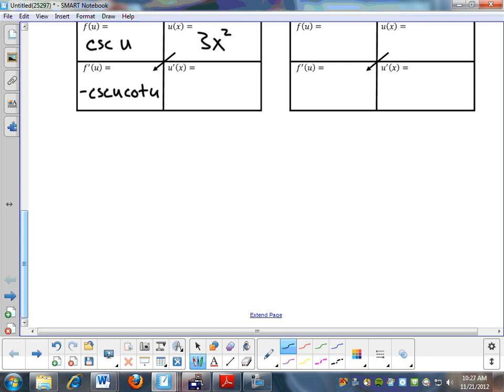Derivative of u, 6x. So now I multiply it together. Negative 6x cosecant of 3x squared cotangent of 3x squared. That's my derivative. Once again, pause and reflect. How complicated would that be to try to solve without the use of the chain rule?